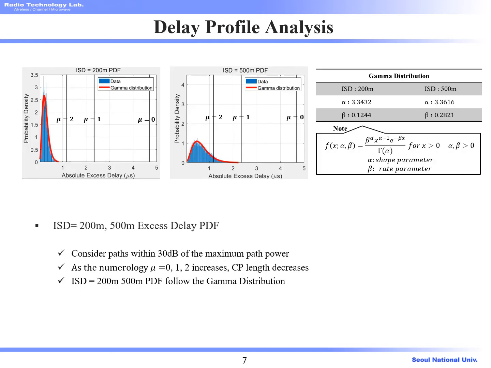By obtaining the excess delay profiles of all of the users, we found that the absolute excess delay PDF followed the gamma distribution, with the specific parameters of the gamma distribution being different for the deployment scenarios. We only considered paths within 30 decibels of the maximum path power, and as you can see in the figure on the left, as the numerology increases, the CP length decreases, meaning that the allowed absolute excess delay decreases as the numerology increases.